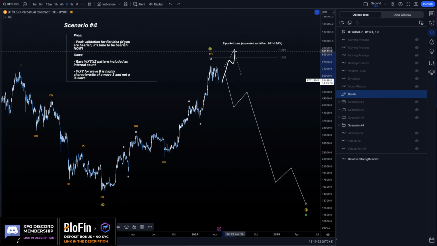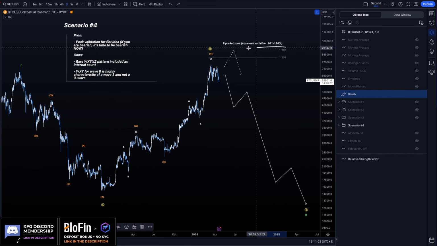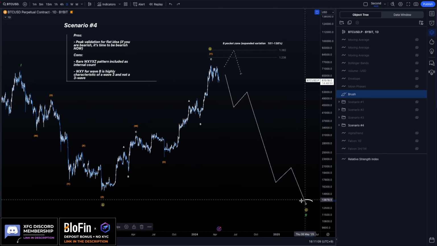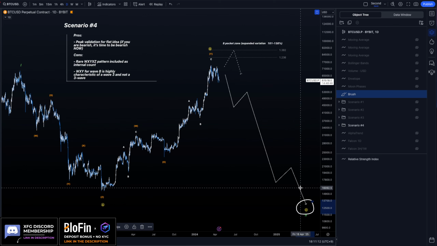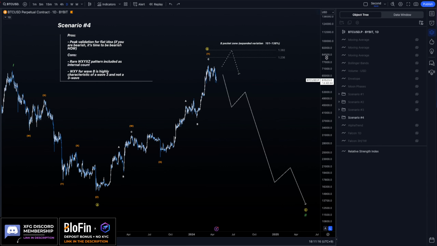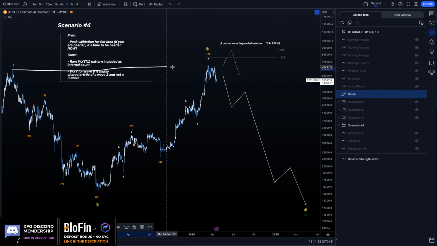Even if we do create another high, we still have that possible expanded B pocket zone between the 1.236, or actually even the 101% to the 138%, that is going to make it a valid B pocket zone, and we will have to expect another continuation of the bear market, possibly going down even into the $10,000 levels. Now, it's too early to call again, but it is at peak validation, ladies and gentlemen. That's the key thing here, because this is probably the level that bears were looking for. We're at another all-time high.